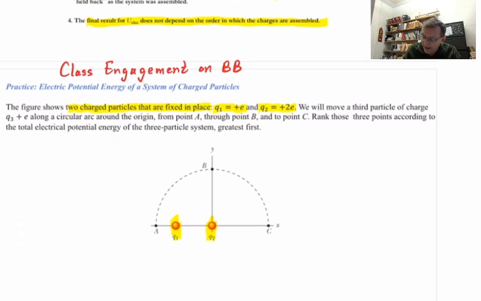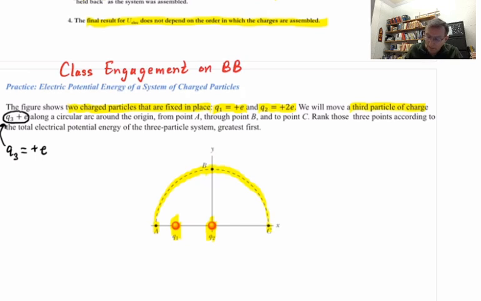We are going to take a third particle of charge Q3, that should say Q3 equals plus little e, and we're going to move it along a circular arc around the origin, starting at point A, going around the circular arc to point B, there on the y-axis, and then on around until I get a half circle at point C, there. Okay, centered there at the origin.